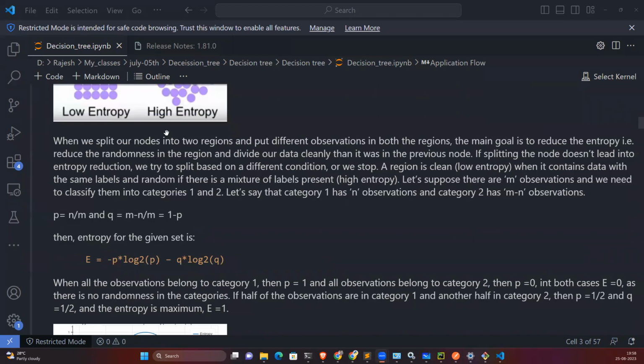So when we split our nodes into two regions and put different observations, let's suppose we are going to take a decision, whether I should go out or not. First, I'm trying to check what the time is, right? After checking this time, if I decide the time is not more than 10 p.m., then I should not ask the same question again in the bottom.